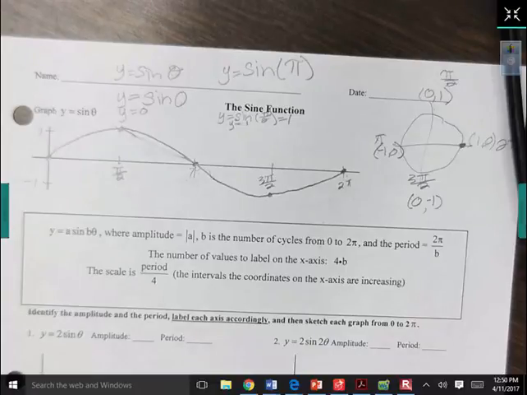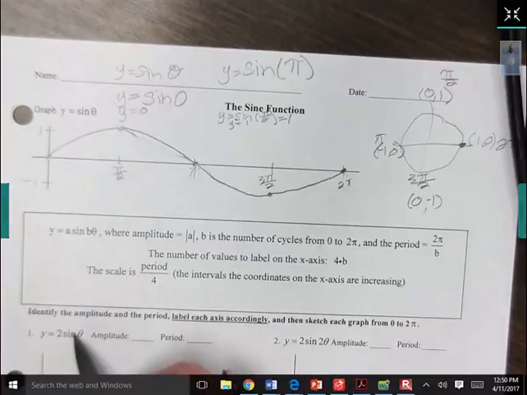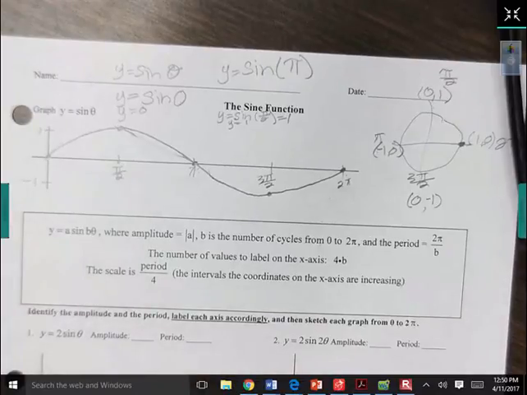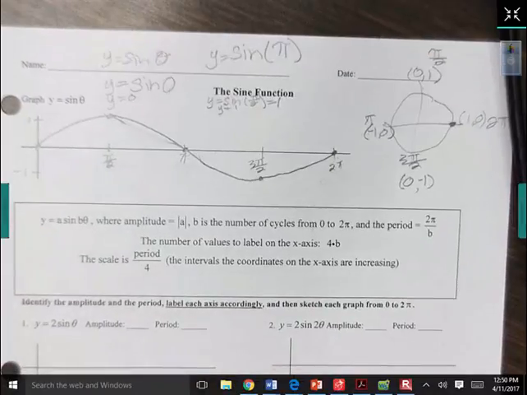And the period, which remember tells us how long each cycle is, is just going to be 2 pi divided by whatever our b is. Remember, our b is the number in front of theta here. The number of values to label on the x-axis is 4 times b, which we'll talk about in just a moment. And the scale, which means how much we're going by, what we're going to label each one as they increase, is going to be our period divided by 4.